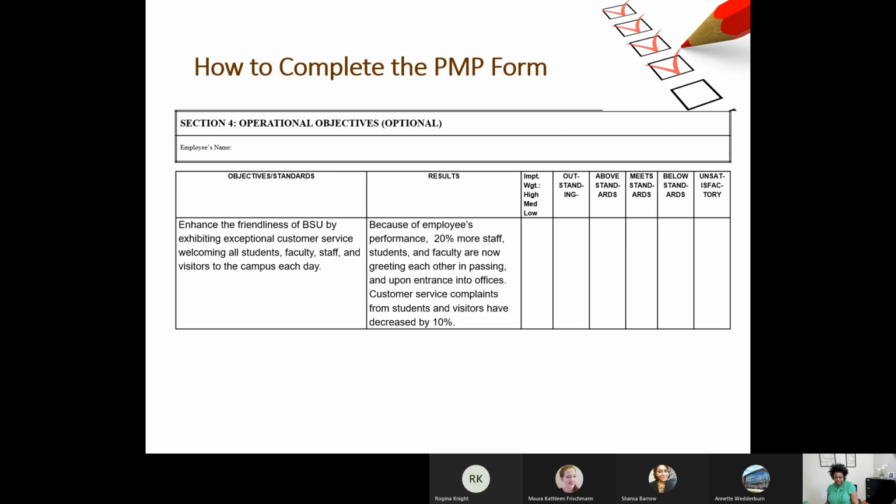The operational objectives, as I talked about before, is optional. This is an example of one. Enhance that. Now, we know customer service is a common topic. We all say we should take customer service training here at BSU. It should be mandatory. But that's something we're always wanting to improve. I'm still working on my customer service skills. So that might be something under operational standards.